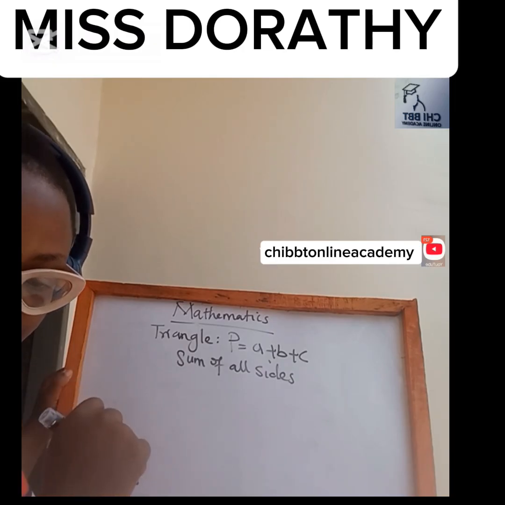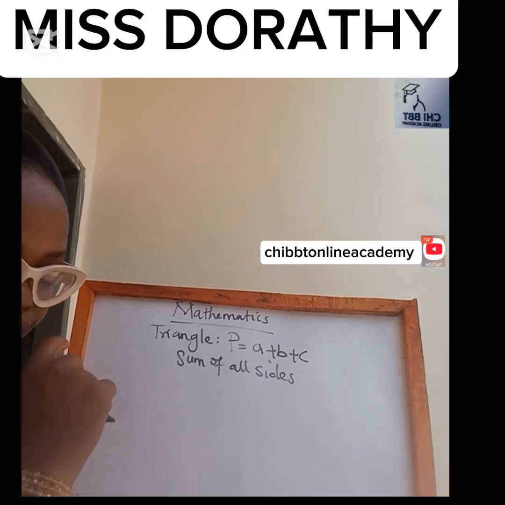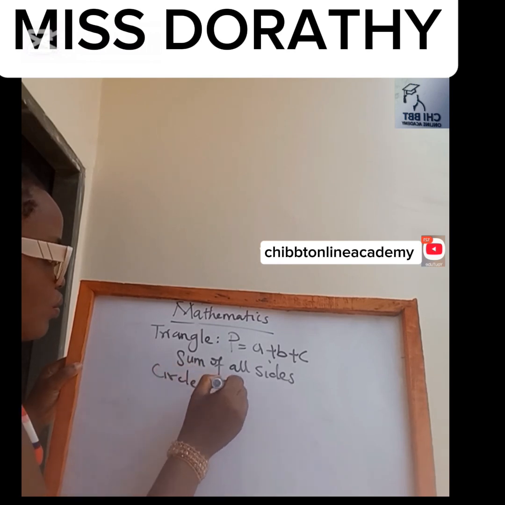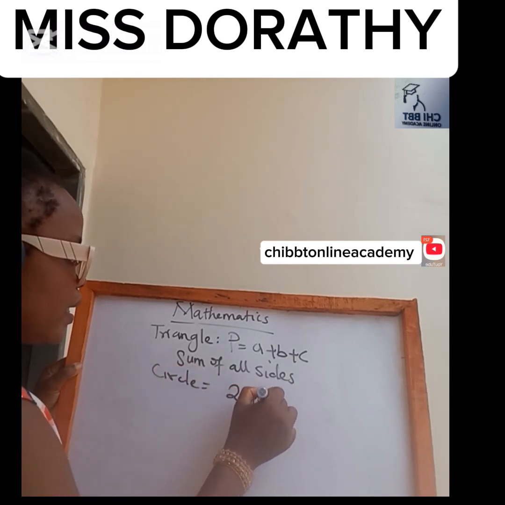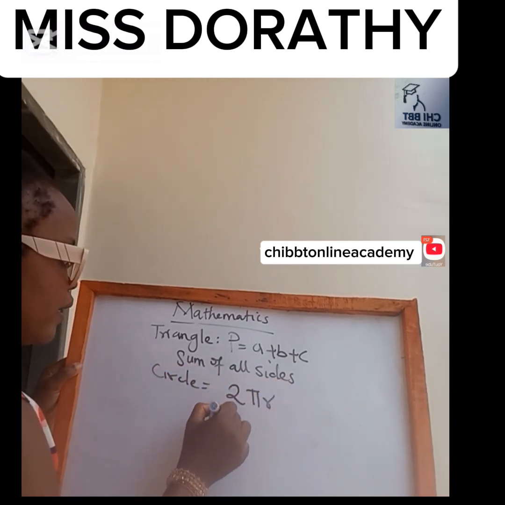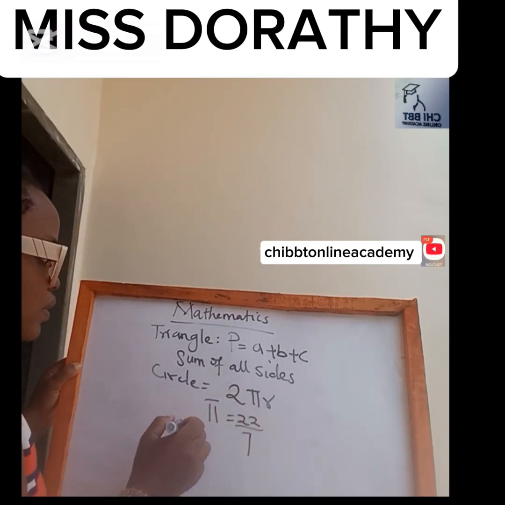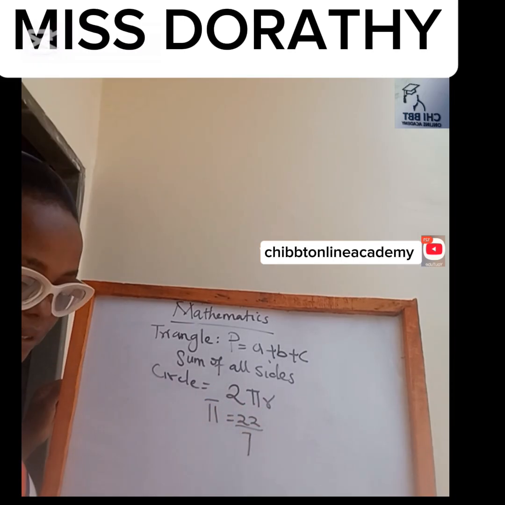Then when we talk about the perimeter of a circle, we have 2 pi r, where pi is a constant, 22 over 7. Then we will be given the radius.